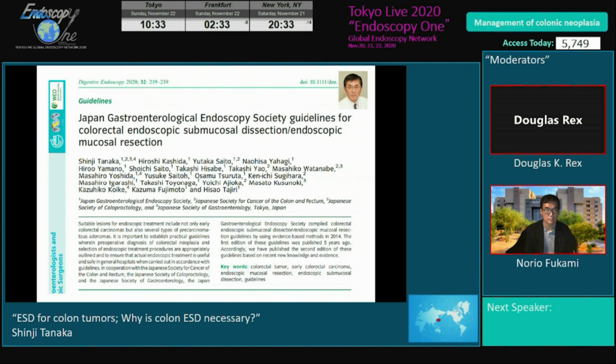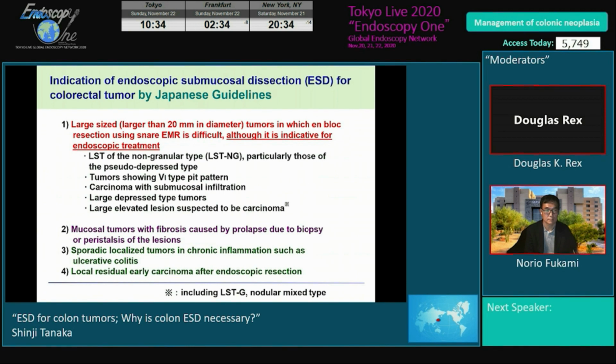JGES has colorectal ESD and EMR guidelines. This is the second edition published this year. In this guideline, indication of colorectal ESD is described. Number 1, large-sized tumor, generally larger than 2 cm in diameter, in which en bloc resection using snare EMR is difficult, although it is indicative for endoscopic treatment. In other words, early carcinoma or suspicious early carcinoma.